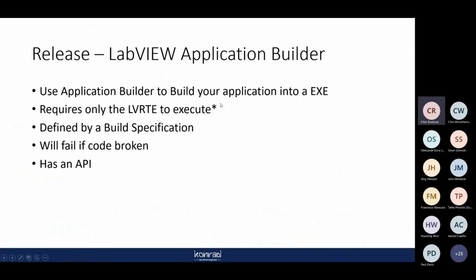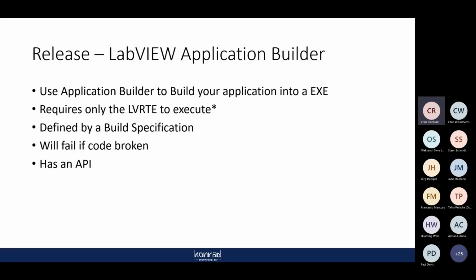Next part, release. We talked about test, and now we're going to talk a little bit about build. In LabVIEW, we use Application Builder to build our application into an EXE, so that it requires only the LabVIEW runtime engine to execute. Asterisk, I know it might need other libraries, other runtimes, Vision, etc. But the premise is we build our source code into an EXE that could run just using the runtime engine. It is defined by a build specification that we configure.